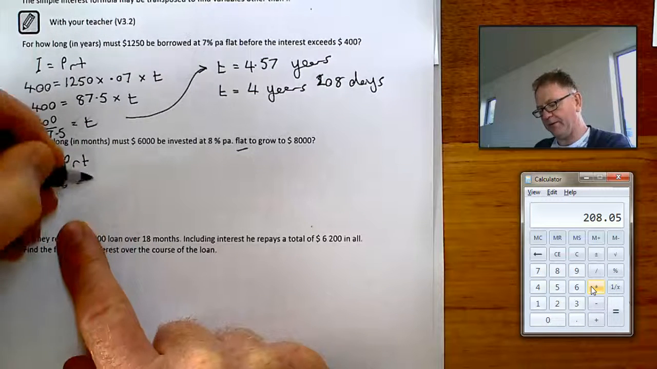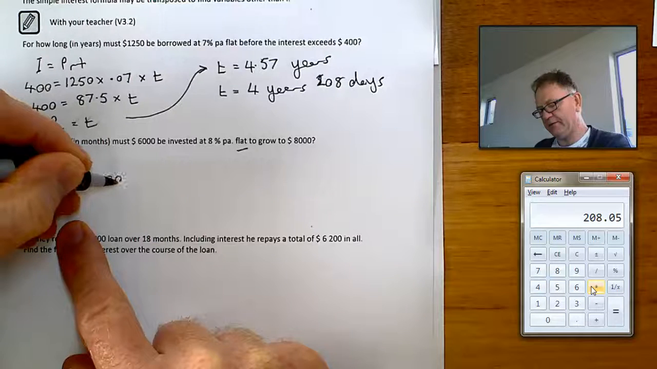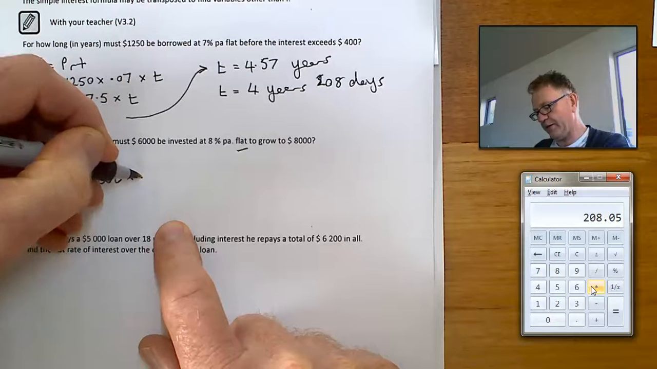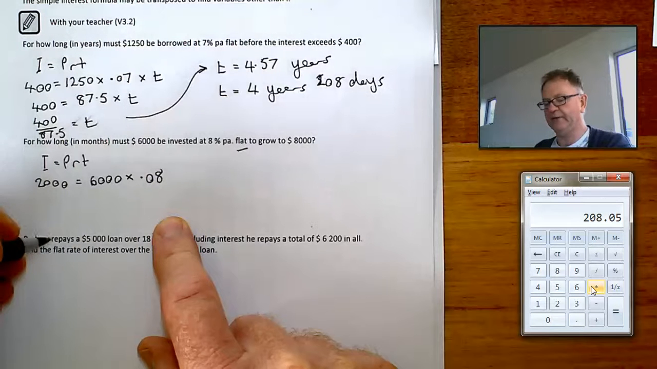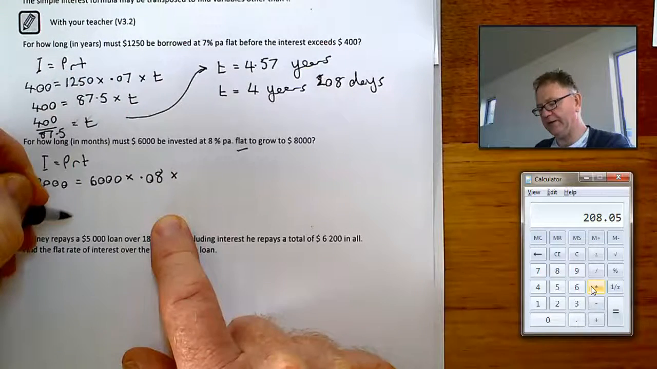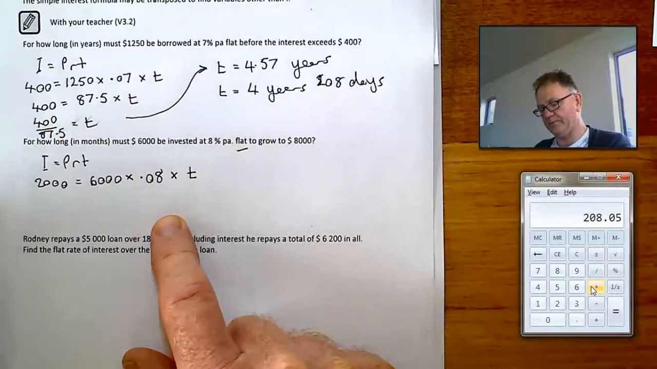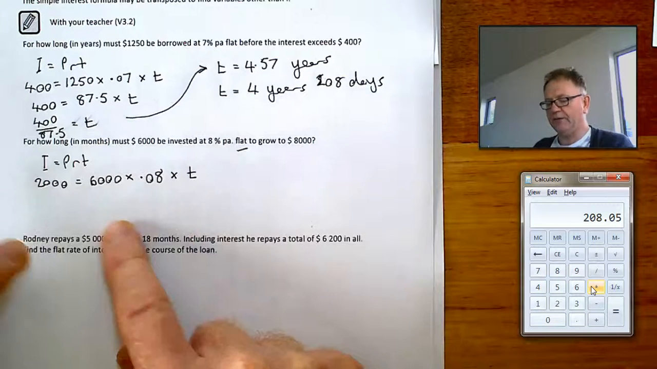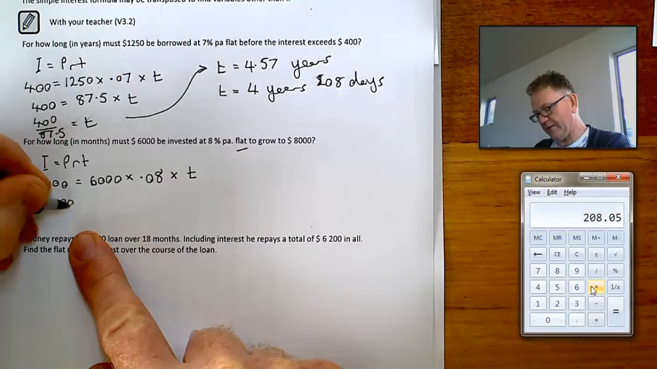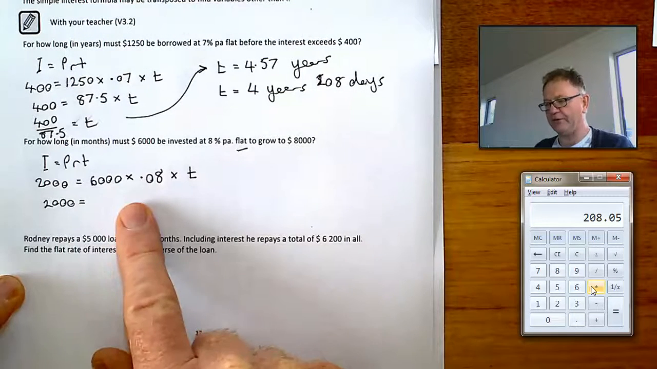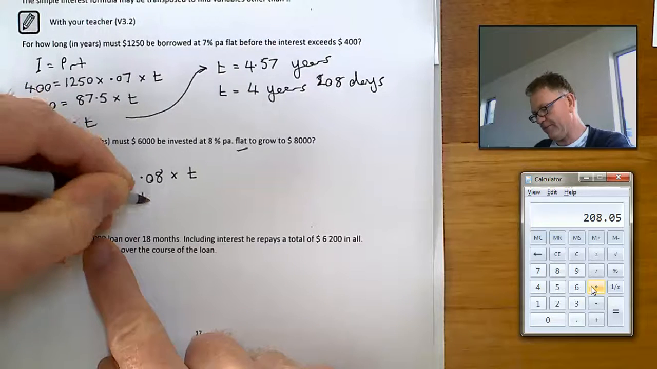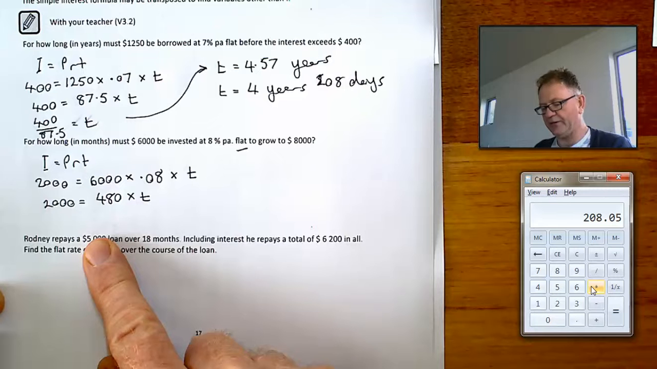P is the amount invested or borrowed, 6,000. R is the interest rate. I'll write it as a decimal again. 8% written as a decimal is 0.08, and T is the time in years, and that's what we're trying to find out. Multiply these two together to start off with. 2,000 equals, and if I times those two together on my calculator, I get 480. 2,000 equals 480 times t.